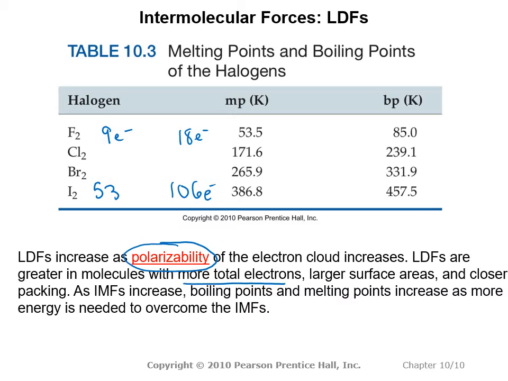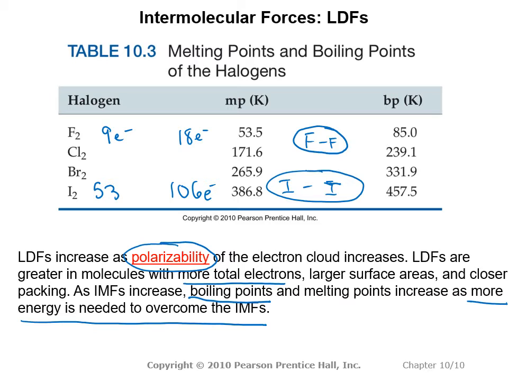So iodine, if you think of it as a cloud, has a great big cloud, whereas fluorine has a much smaller cloud. So this is a much more polarizable electron cloud on the iodine. As IMFs increase, boiling points and melting points increase, and you always want to add this phrase here: more energy is needed to overcome the IMFs.